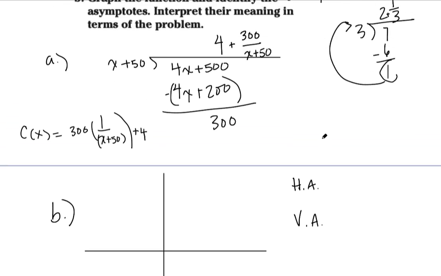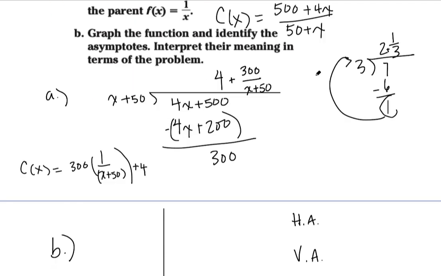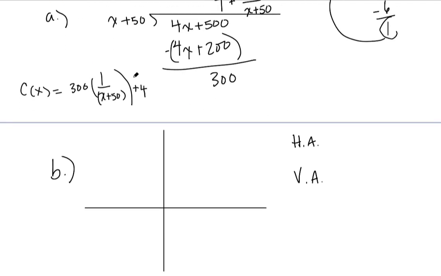The way the function was before, I would notice that this already has a horizontal asymptote of 4. And even changing it in this way, we can see the plus 4 being a shift of the horizontal asymptote, which was at 0, up to 4. So the horizontal asymptote is y equals 4, and the vertical asymptote we get from this divisor. We try to figure out what would make it 0, and that would be negative 50.